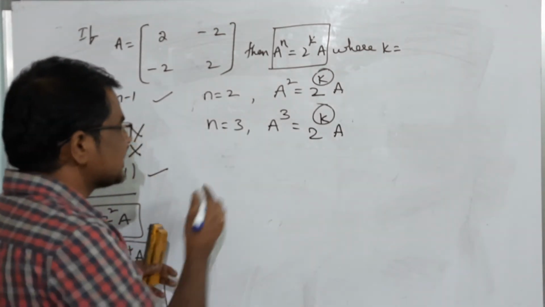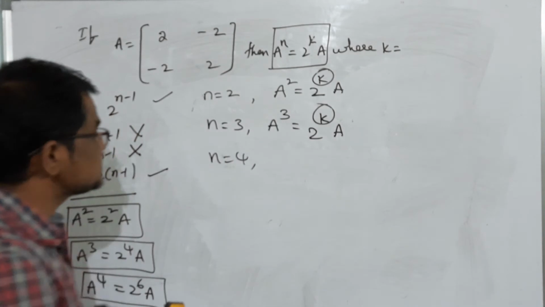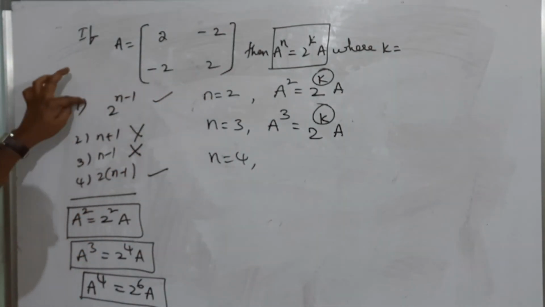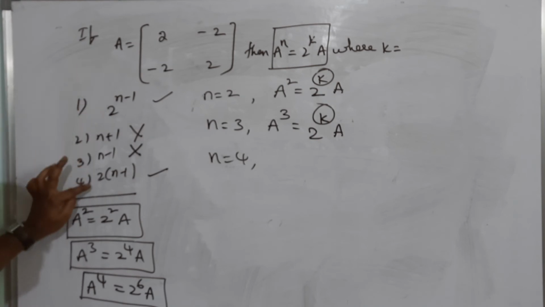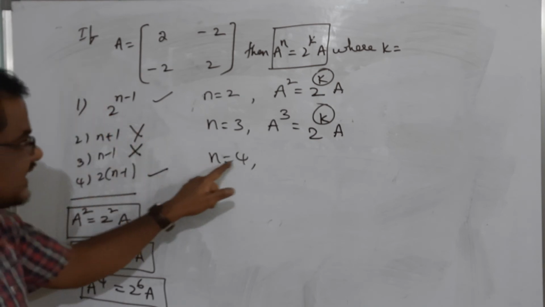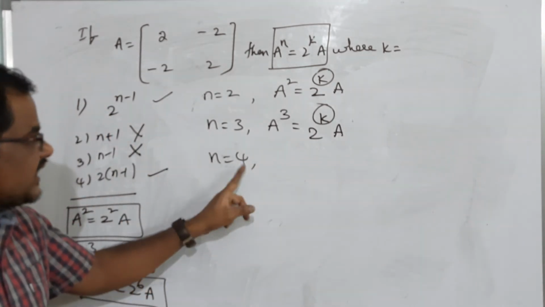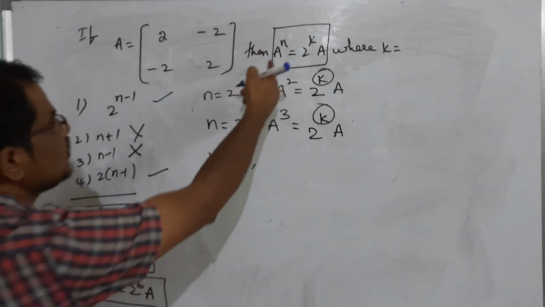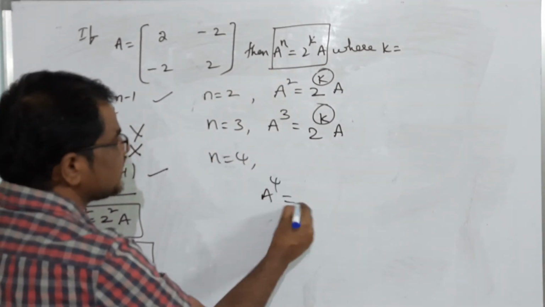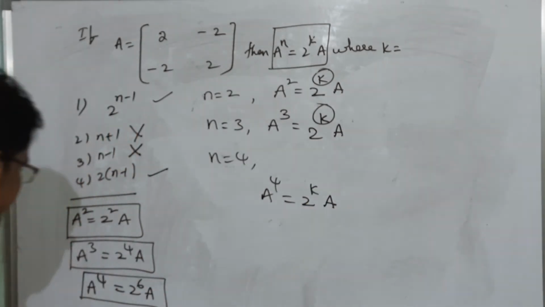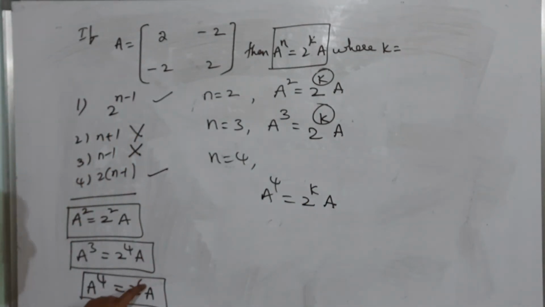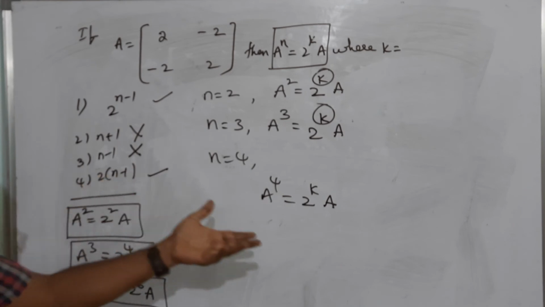Next n equal to 4 we have to take, means n equal to 2, these two satisfying, and n equal to 3, these two also satisfying. So take n equal to 4. If you take n equal to 4, n equal to 4 means a power 4 equal to 2 power k into a, means what should we get? 2 power 6 you should get. So where you will get 6, that is our answer.